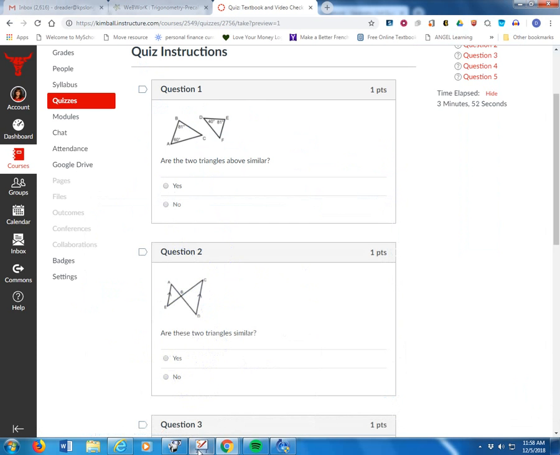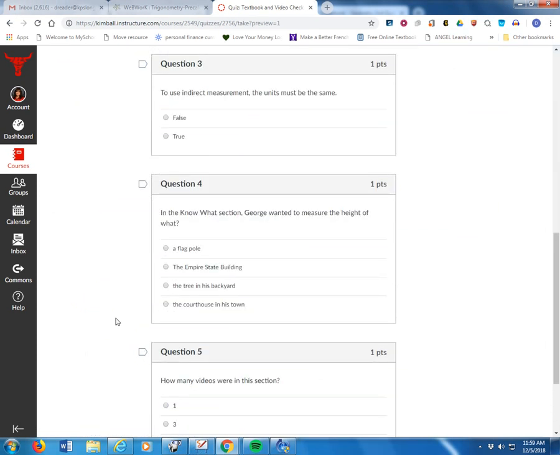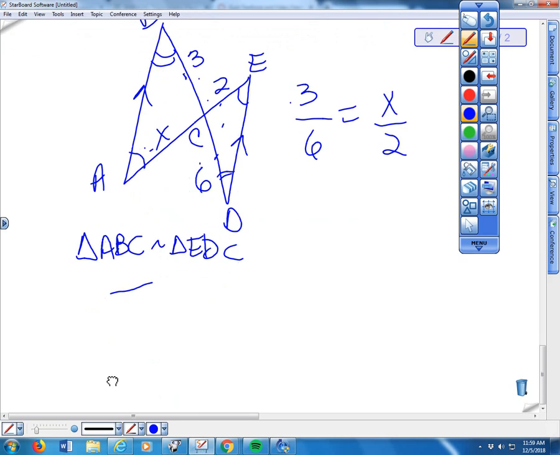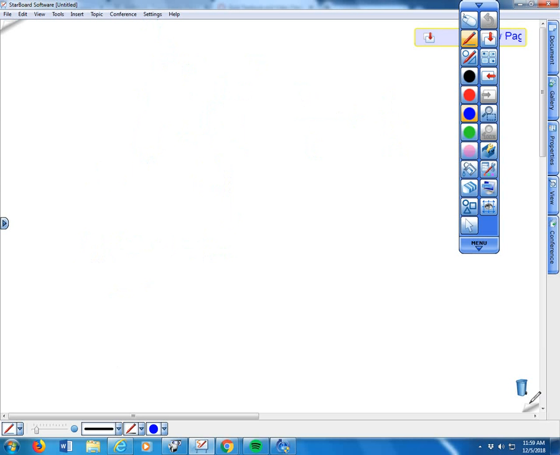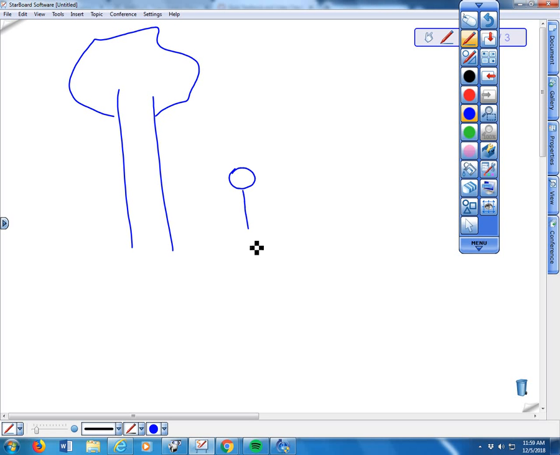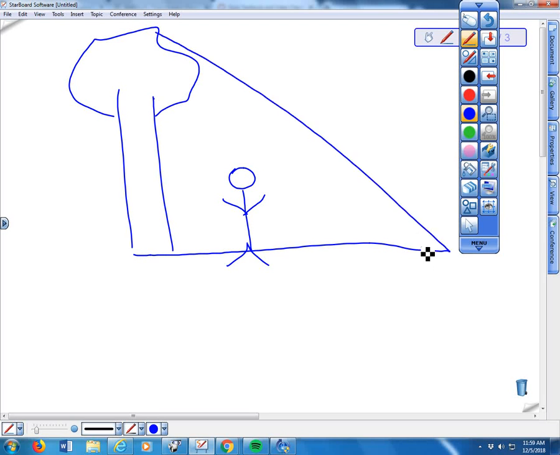All right, next question. To use indirect measurement, the units must be the same. Well, in the textbook, indirect measurement, the example they gave is if I have this tree and I have a person here, and I draw the height of the tree as one triangle and the height of the person as another, and I say these two triangles are similar, indirect measurement means you can find a measurement this way, something that could be useful in real life.